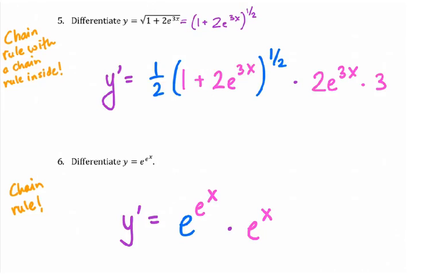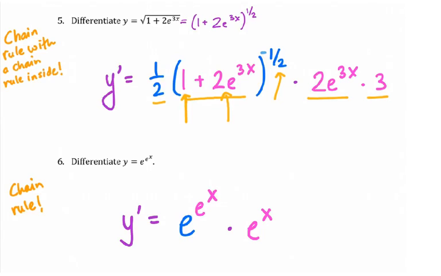Number 5, we saw an example kind of like this one. Looks like a big chain rule because we've got a radical with stuff underneath it. Hopefully you started by rewriting that radical with a 1/2 power so that we could see the power comes down. The inside stays the same. We reduce the power by 1 to get a negative 1/2. And then we're multiplying by the derivative of the inside. The derivative of 1 was just 0. The derivative of 2e to the 3x is itself multiplied by the derivative of the power.